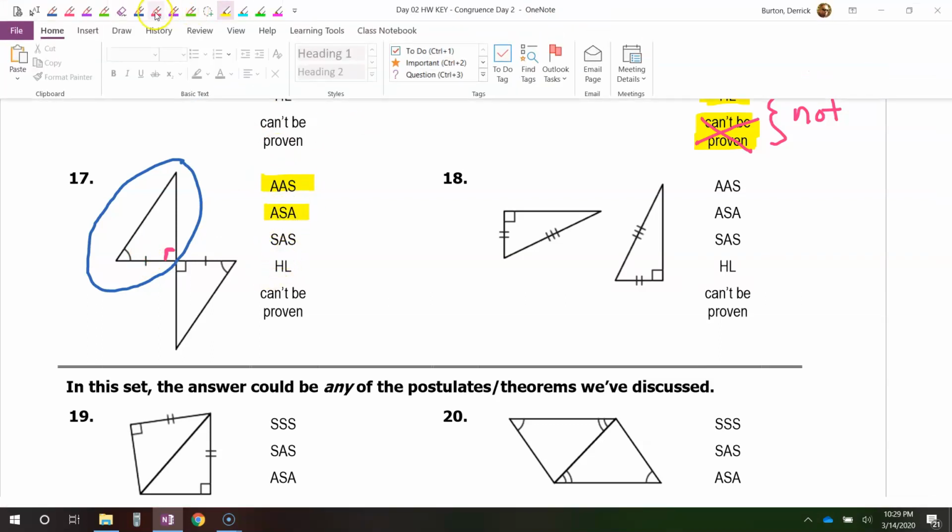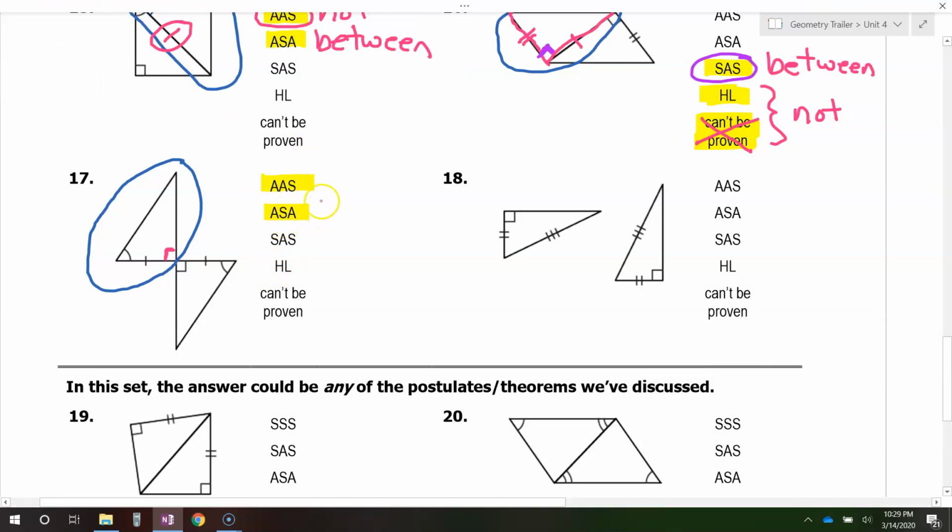So it's all going to depend on whether or not the side is between the two angles. If it's between, it'll be this one. If the side is not between, it'll be angle, angle, side. Well, here's one angle, and here's the other angle. If I connect the dots, that is the side that is between the two angles. And guess what? That is the side that we have marked. The side is between the two angles, so that means this is angle, side, angle.